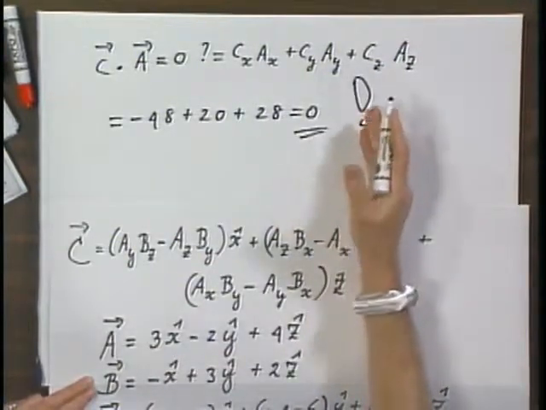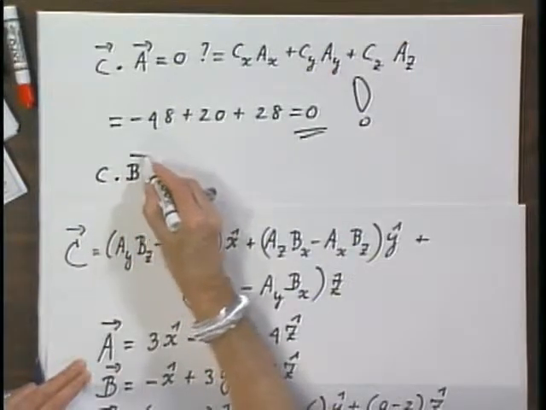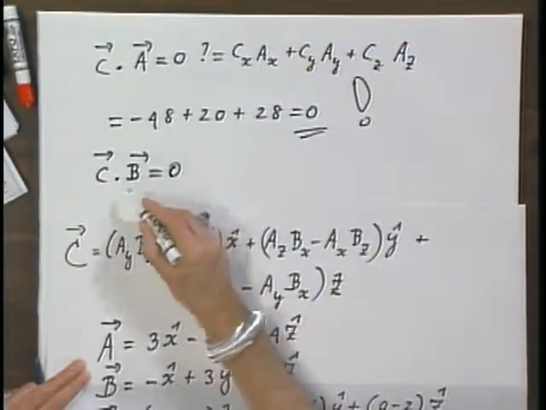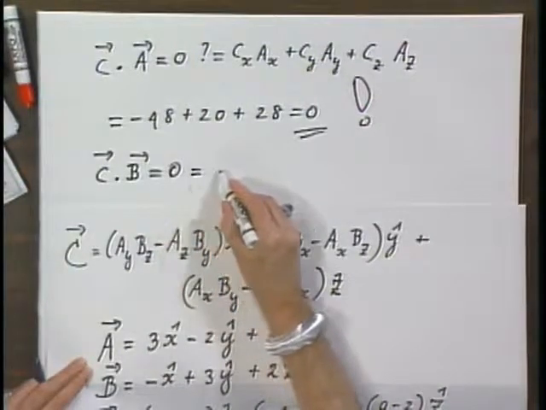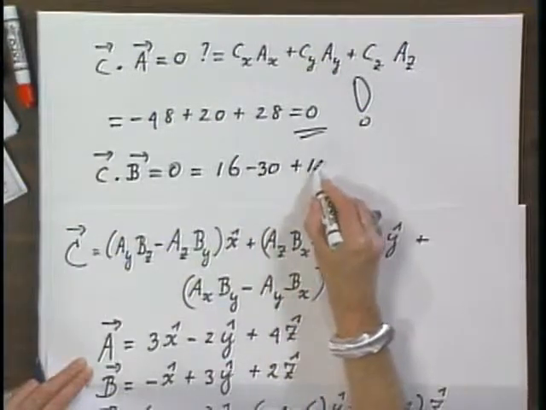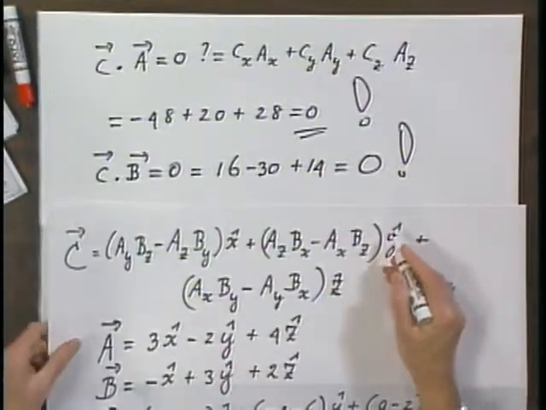Youppi! It is 0. Now I can ask myself the question, is C dot B also 0? It better be 0 because C has to be perpendicular to B as well. Well, when I work that out, I find 16 minus 30 plus 14, and that is also 0. Youppi! So I have shown you now that the vector that I found, A cross B, indeed is perpendicular to A and is perpendicular to B.